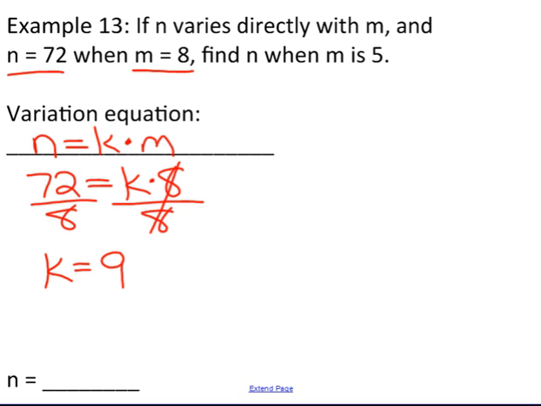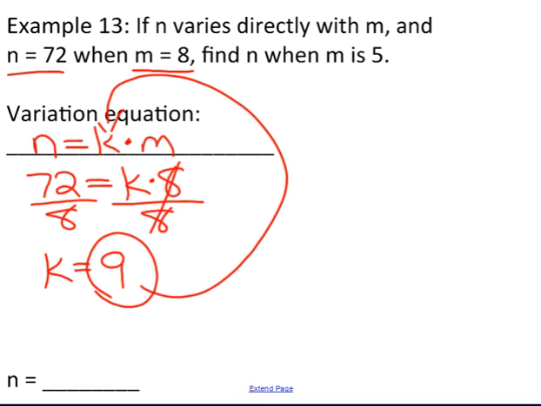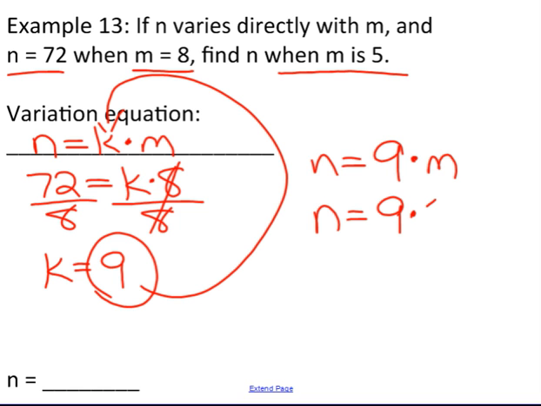We're going to take 9 and substitute it into our variation equation. So now we have n is equal to 9 times m. Using our second set of numbers, m is equal to 5. 9 times 5, and our answer is n is equal to 45.